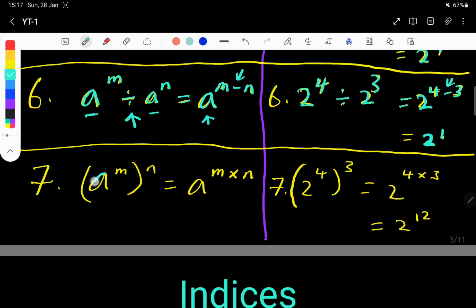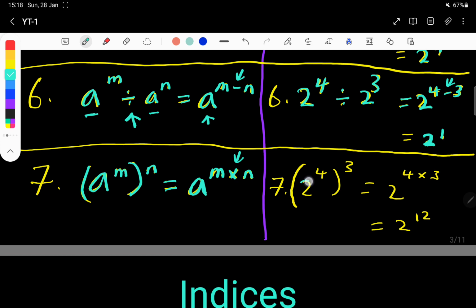How if you have the power of the power? For example, like a power of m, close the bracket, and then your power again with n. So no need to worry. What you get is you get back the common base, which is a, but for the power side, you need to carry out the multiplication process, which is m multiply with n.